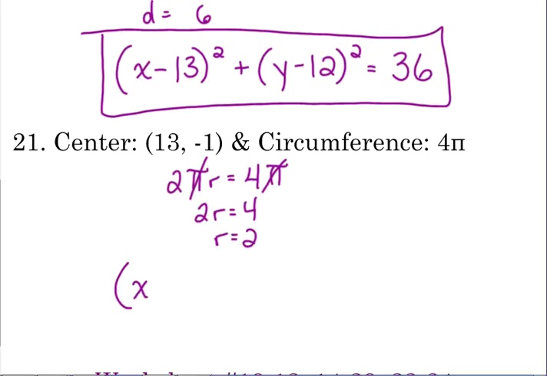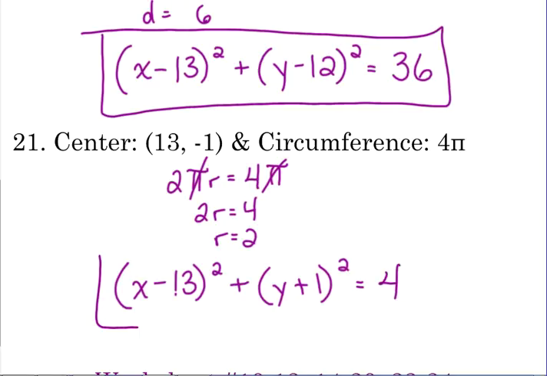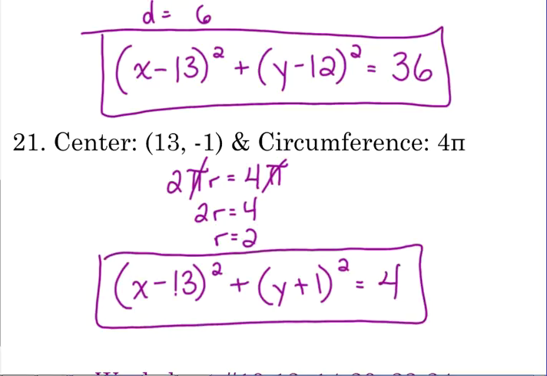So our equation would be x minus 13 squared plus y plus 1 squared, because it was -1, subtracting a negative turns into adding, equals the radius squared. Don't forget to square it. Okay, don't forget to square it.